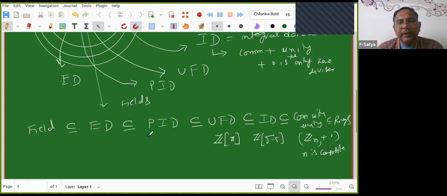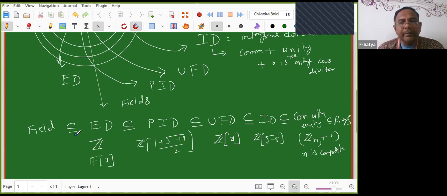Yeah. So there are PIDs but not EDs. That is Z[(1+√-19)/2]. So this is a PID but not an ED. Okay. There is an ED but not a field. What is that? Integers, right? Or F[x], where F is a field.